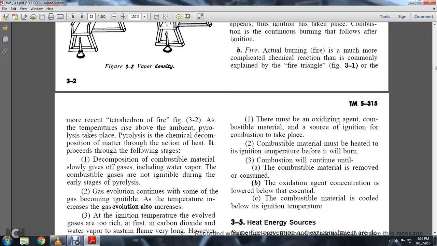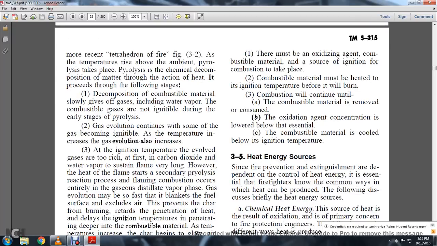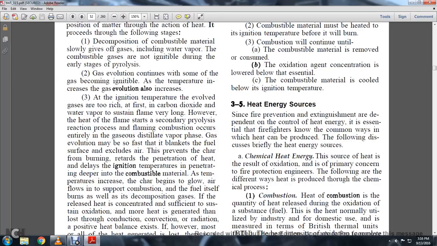As the temperature rises above ambient, pyrolysis takes place. Pyrolysis is the chemical decomposition of the material through the action of heat, and it proceeds through the following stages. The combustible material decomposes slowly, giving off gases including water vapor, and the combustible gases are not ignitable during the early stages of pyrolysis. Gas evolution continues, and some of the gas becomes ignitable as the temperature increases. Gas evolution increases, and the ignition temperature is reached.